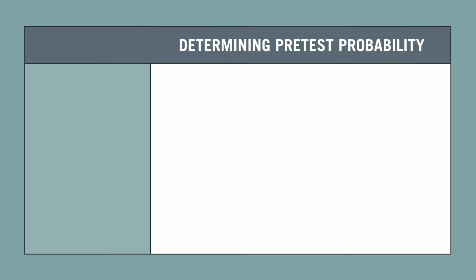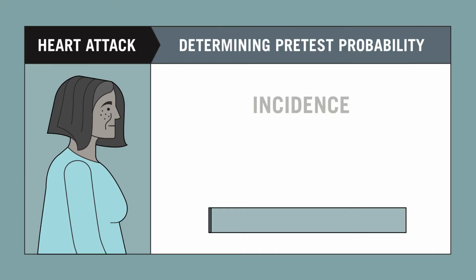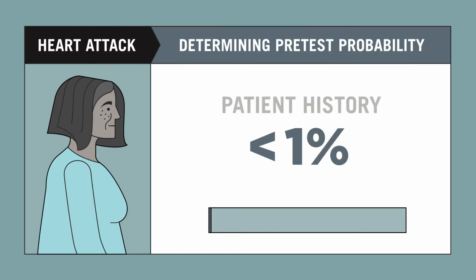Let's determine the pretest probability for a patient being evaluated for a heart attack. Incidence. Mrs. Mendez, a 43-year-old woman, has chest pain. The incidence of heart attack for women her age with chest pain is less than 1%. Patient history. Mrs. Mendez reports crushing chest pain and shortness of breath. Probability increases to 15%.